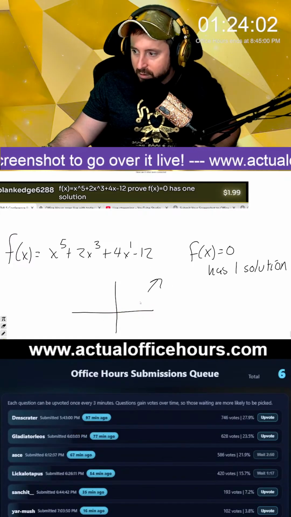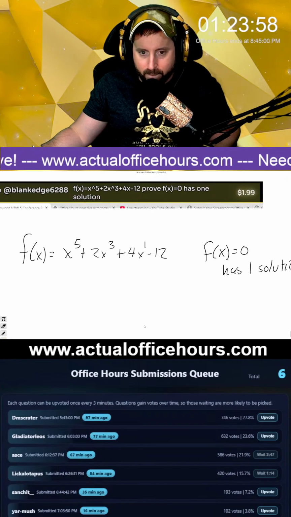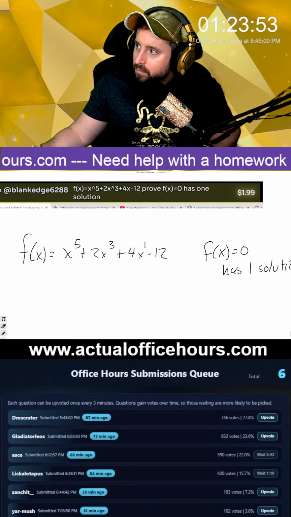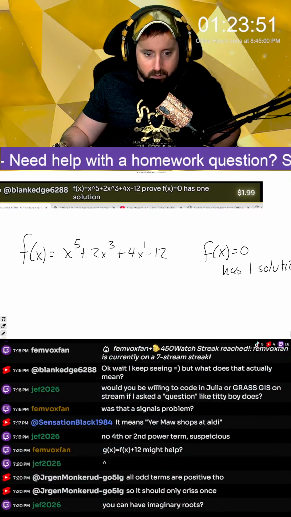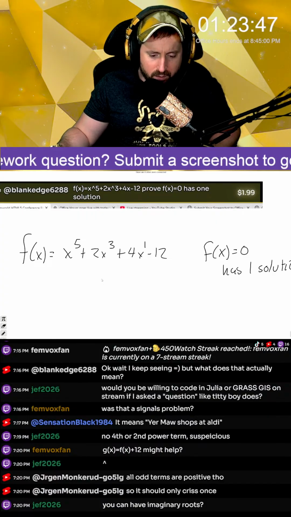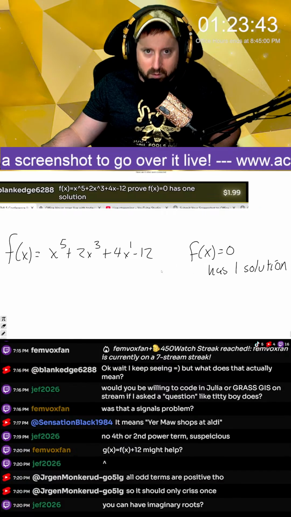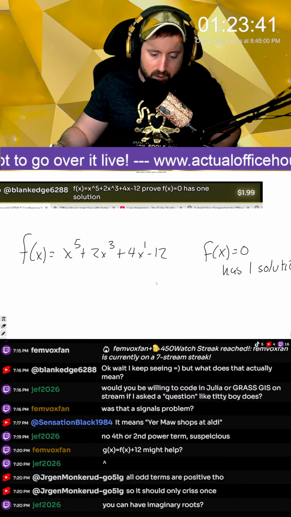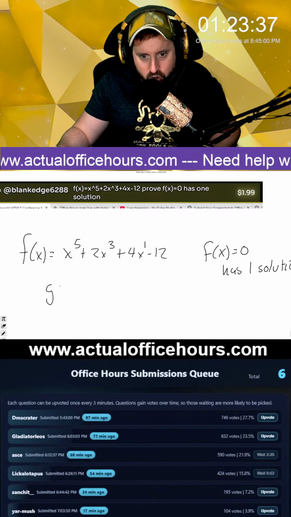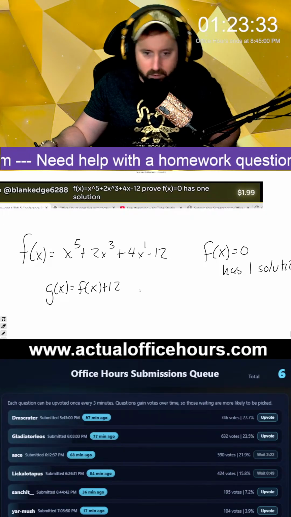So, okay. Can you have imaginary roots? I don't know. By the fundamental theorem of algebra, there's another 4 imaginary roots. But do we consider that as a solution? I assume it's talking about the real plane. Oh, yeah, I assume the real plane as well. Okay. So, someone said, let's say g of x is equal to f of x plus 12.